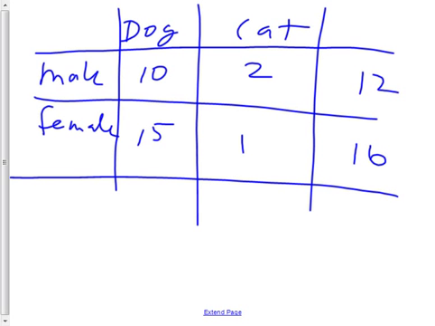Now this is one of those where they can't overlap. Yet it turns out apparently you're not allowed to have a dog and a cat, otherwise that would mess everything up. All right. So the totals here would be 25 and 3. So how many total cats are out there? People that have cats, there are 3. 2 of them are male and 1 of them is female.